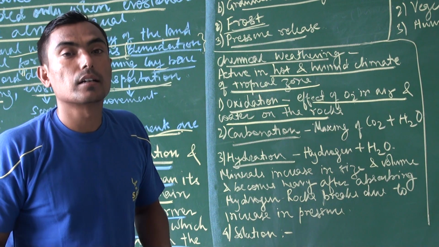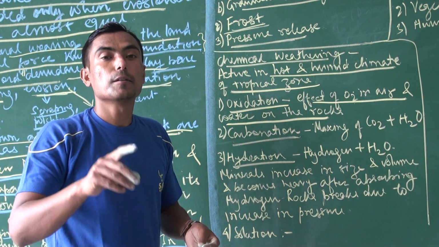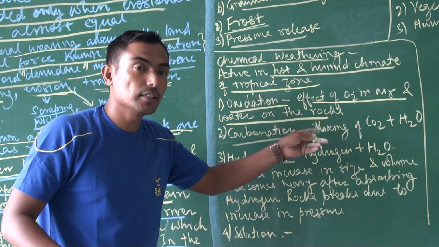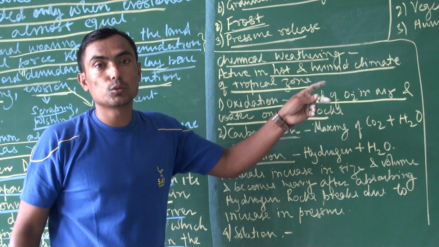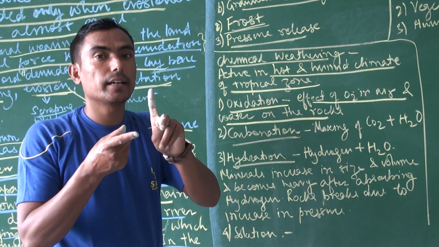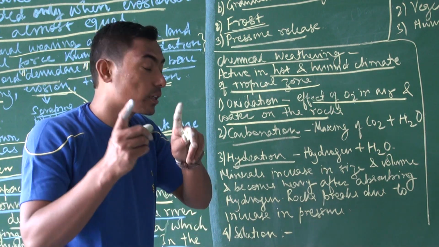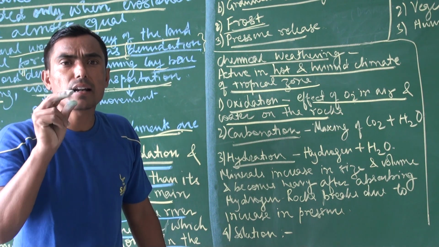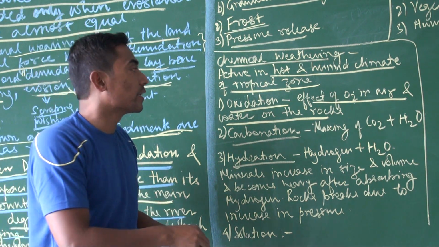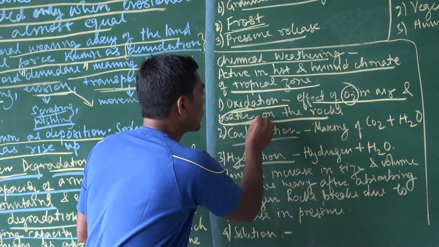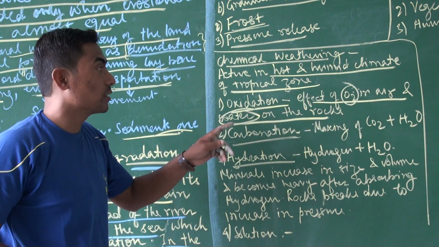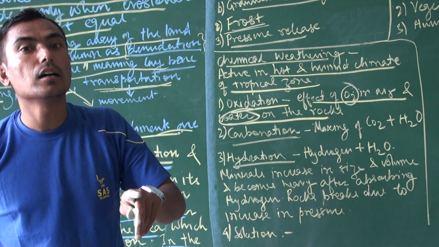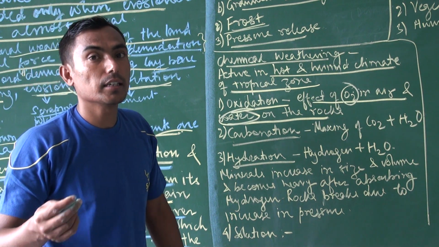For example, rust. Rust forms because the iron compound reacts with the oxygen and the water. As these two react with the iron compound, it results in the formation of rust. So the same thing happens here: when the rock has more iron compounds, and these react with the oxygen and the water, it starts to decay and changes color, especially to brownish to reddish.